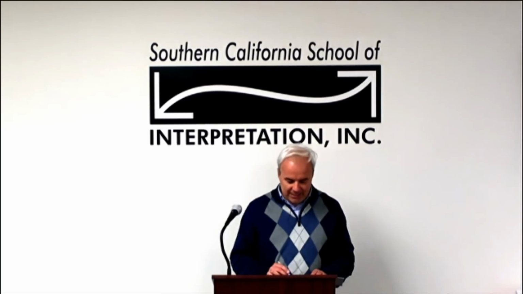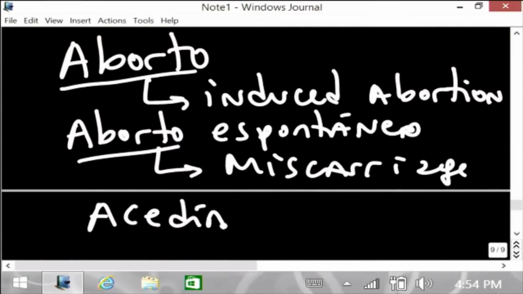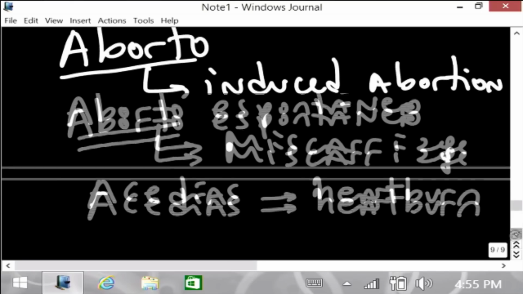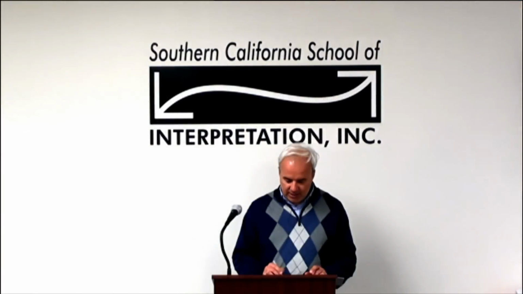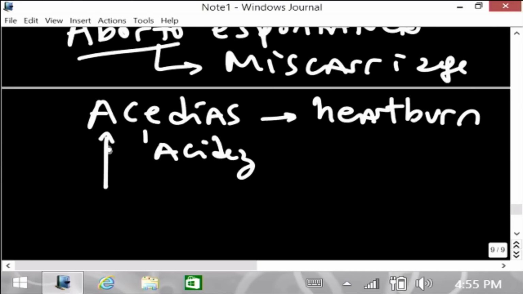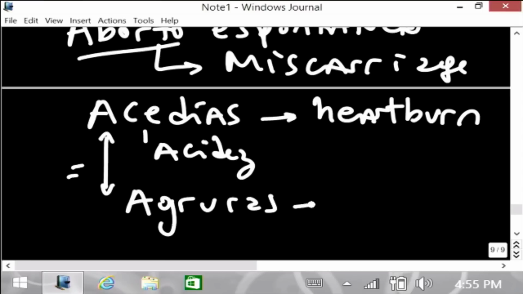Now, what about this one? Hace días. That is heartburn. And what it means is that this is the way we know it properly, is acidez, right? This is acidez. But this is, for example, ando con hace días en el estómago. I have heartburn. Okay, so that's important. Agruras is also used for heartburn. Let me just put it here. That's another. These are the same. Agruras. That also means heartburn.